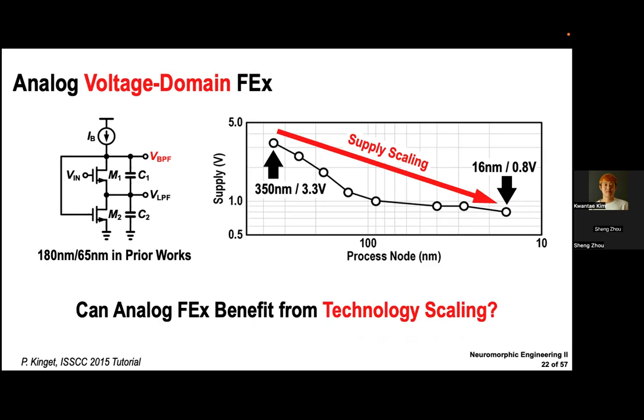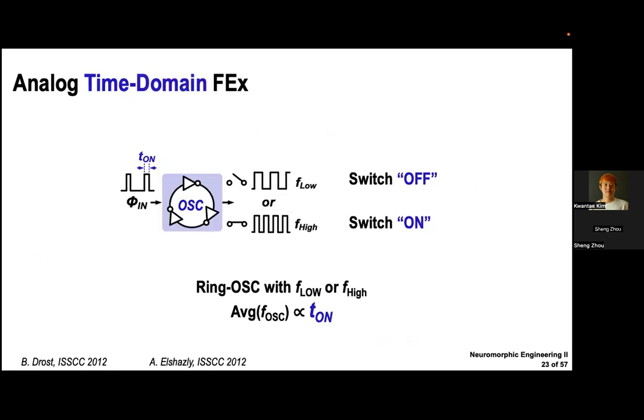So the basic question I wanted to answer was, is there any analog feature extractor that can benefit from technology scaling? And here is an example where I can say yes. If we adopt a time domain feature extractor in analog circuit implementation, we can benefit from technology scaling.